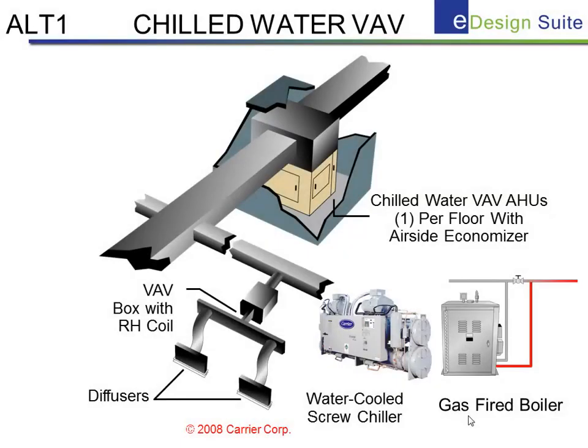HVAC System Alternate 1 will be a floor-by-floor VAV system with a single water-cooled screw chiller. The heat will be provided by a natural gas boiler. Each zone will have a VAV box with hot water reheat coil.